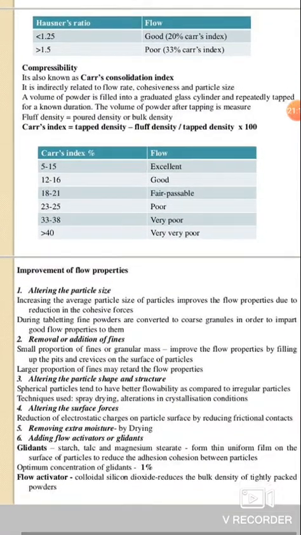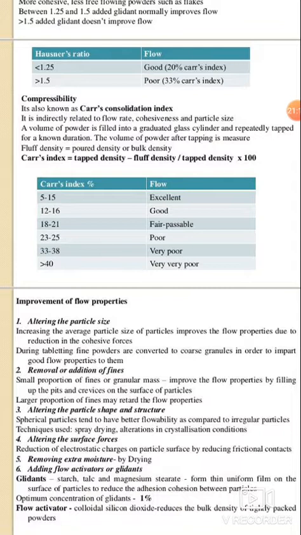Next process is the Carr's index. It is also called the compressibility index. In this process, we can calculate the compressibility force required to compress particles. That is the Carr's consolidation index. It is indirectly related to the flow rate. If your powder flow rate is better, its compressibility is also better, because the powders have better cohesiveness and the particles directly affect the flow rate.